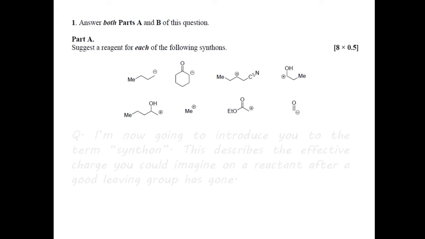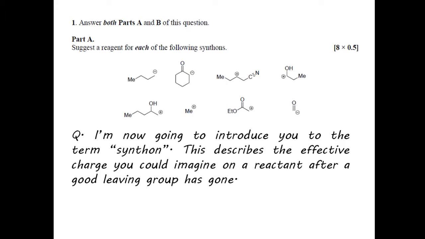Question: I'm now going to introduce you to the term synthon. This describes the effective charge you could imagine on a reactant after a good leaving group has gone. For example, a double bond could be positive at one end and negative at the other, so when hydrogen comes along, one end donates electrons to snatch a hydrogen, and one end accepts electrons to receive a hydrogen. I'd then ask what leaving groups you could attach to a carbon to give certain synthons.